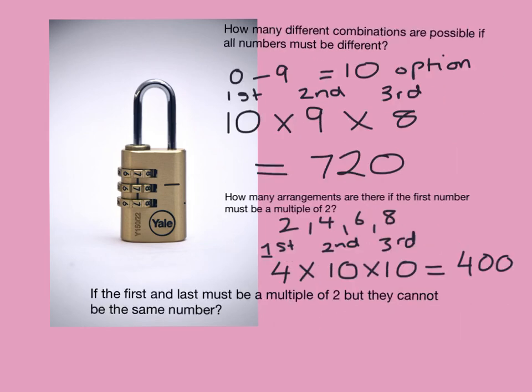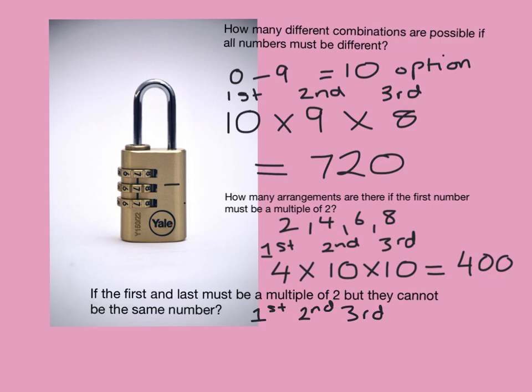And just one more example here. If the first and last must be a multiple of 2, but they cannot be the same number. So the first, again, fill in the restrictions. First, third, second. I find it handy to kind of write them out like this.